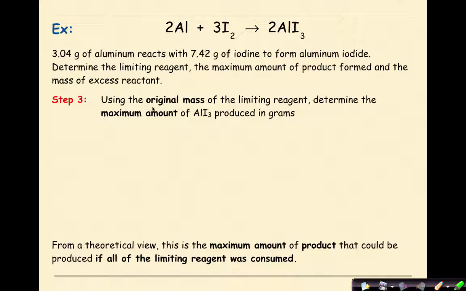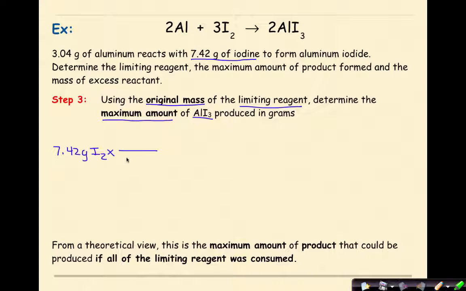Step 3 is to use the original mass of the limiting reagent and determine the maximum amount of AlI3 produced in grams. Okay, I know that there are shortcuts here, but for the sake of not making mistakes, my suggestion to you is to always go back to your original masses. So the original mass of the limiting reagent, we determined that iodine was our limiting reagent. So there is going to be a little bit of overlap here, but really that's okay. So I'm going to start out with my original mass, which is 7.42 grams of I2. And I'm going to convert that into moles.